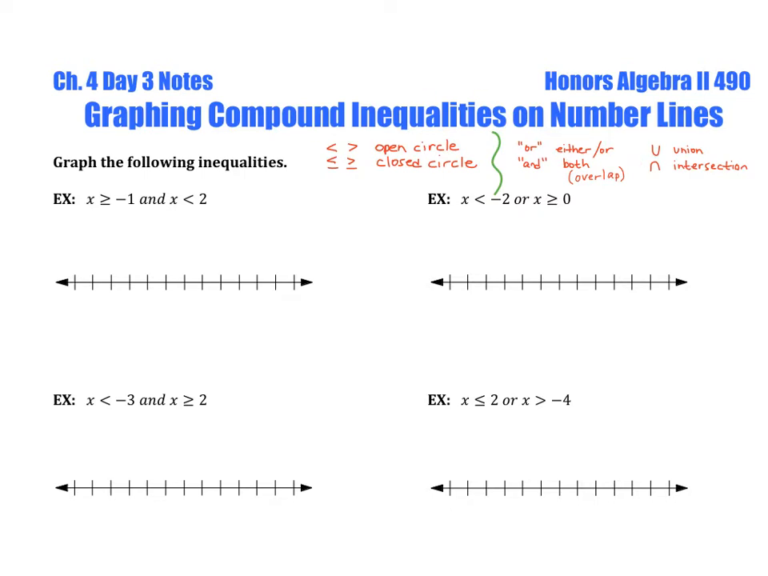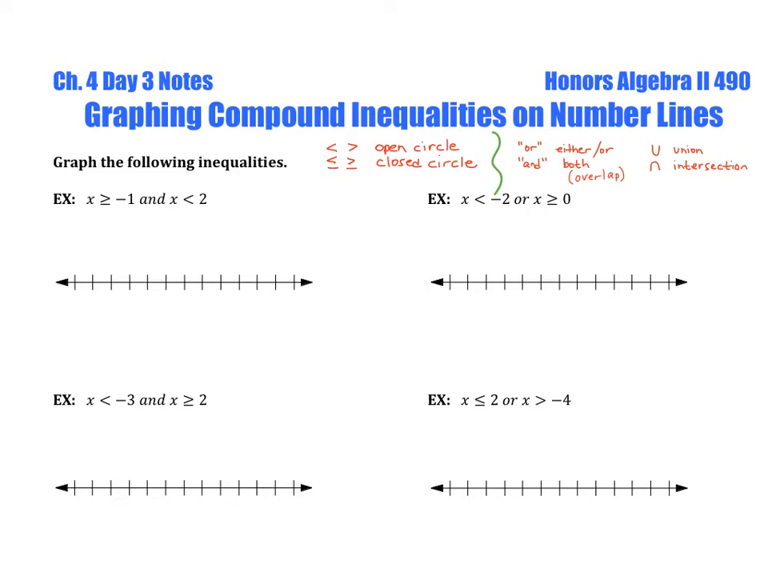So when we graph compound inequalities, we're going to have some critical values, and at those values we need to determine if we're going to graph those critical values as an open circle or a closed circle. So if we have a less than symbol or a greater than symbol, we'll graph that critical value with an open circle. If we have a less than or equal to or greater than or equal to symbol, we'll graph those critical values with a closed circle.